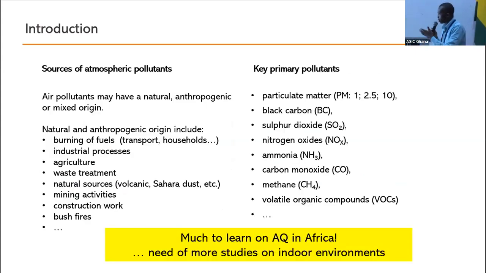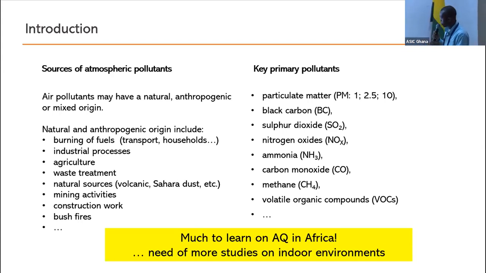Well, the sources of air pollutants are well known now. We have natural and we have also anthropogenic sources. In the natural, we cannot change anything. When it is anthropogenic, maybe we can do something. So we have the burning of fuels from transport, from households, from industrial processes, from agriculture, from water treatment, etc. But when it's just coming from the Sahara, what can you do against it? Nothing. And we know the pollutants.